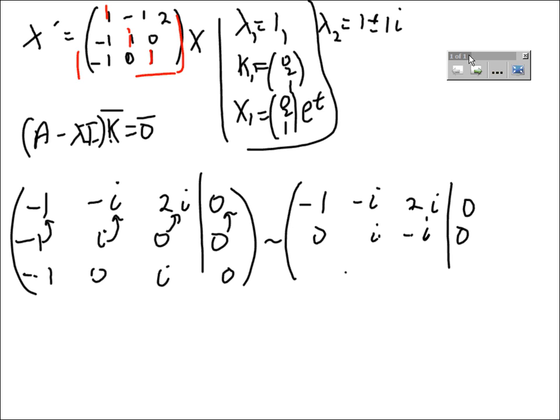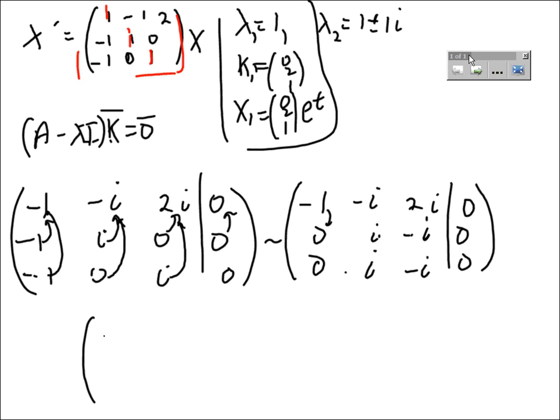Row 3, I'm going to do row 3 minus row 1. That minus that is 0. 0 minus a negative i is i. i minus 2i is negative i. Now the first two rows I'm going to add. I add those two to get the 0 that I wanted. I add those two, and 0 plus 0 is 0.